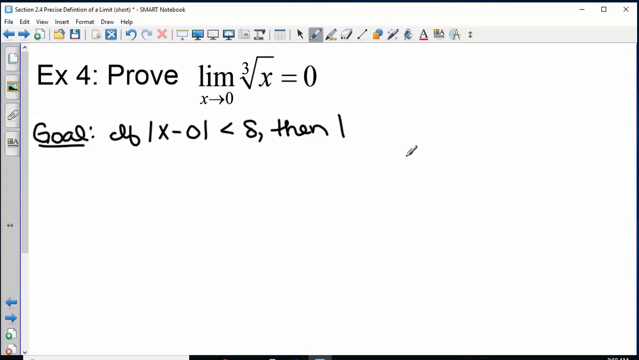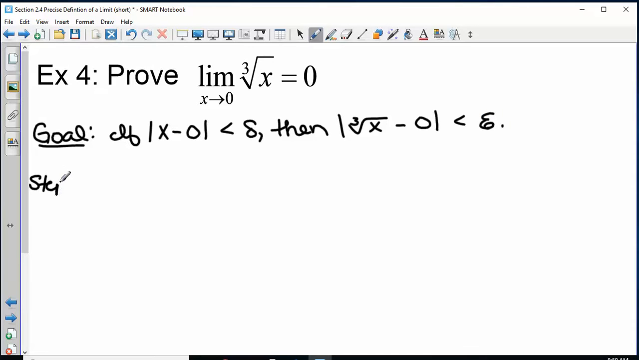then the absolute value of f of x. F of x is your function, it's the thing you're taking the limit of. So that's the cube root of x. Minus L, what's my limit here? 0. Is less than epsilon. So that's what I have to prove. I'm not done until I've proven that.